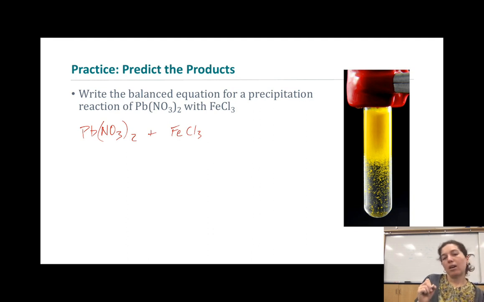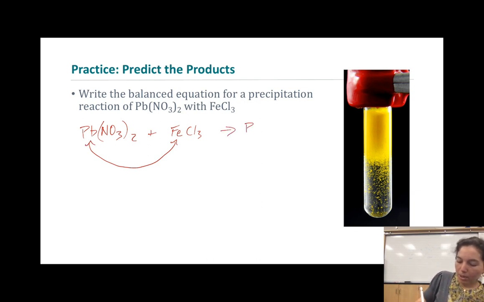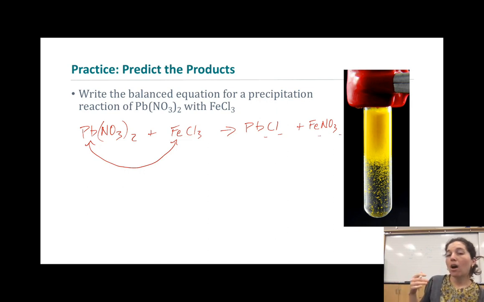Let's take a look at how to balance this chemical equation. So we're going to swap our cations here, and we end up with PbCl plus FeNO3. Now we need to figure out our subscripts here, if we have any, if anything goes there. So we need to figure out the charges on our cations and anions.